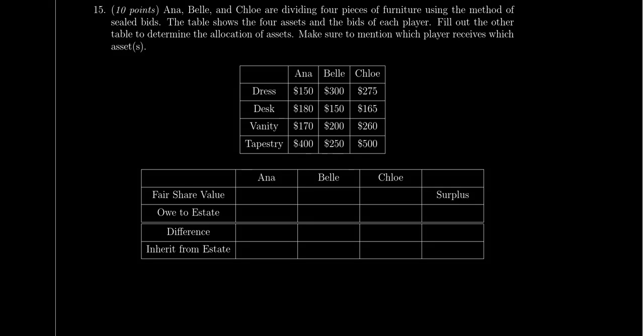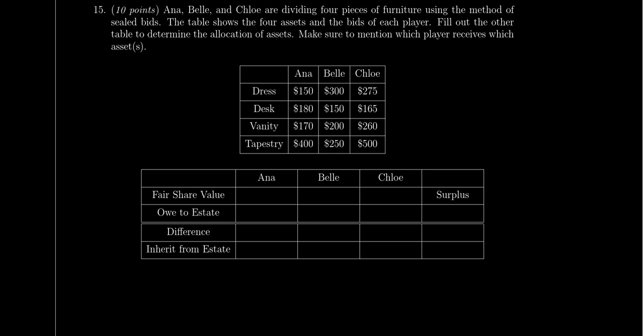In this video, we provide the solution to question number 15 for practice exam 2 for Math 1030, in which case we have three friends, Anna, Belle, and Chloe, and they have to divide up four pieces of furniture they shared using the method of sealed bids. Their bids are listed in the table below, and so we have to decide which of the four assets will be given to each of the three players, and then how the money is managed by the end of this problem.